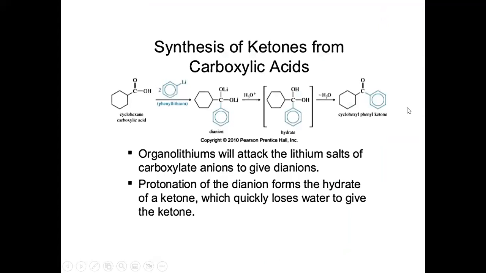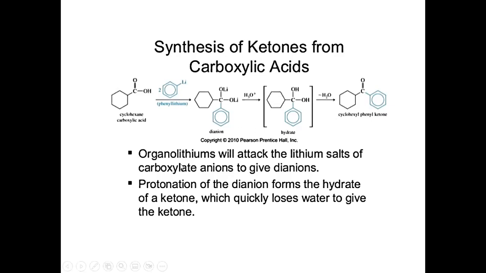Right? So we have seen how the synthesis or the production of products from ethylene. So we want to see also how this synthesis of ketones, which is from carboxylic acid, right? If you look at the process from cyclohexane carboxylic acid, in the presence of phenyllithium, it converts to a dianion, and the hydronium ion turns it into a hydrate, and lastly produces cyclohexyl phenyl ketone.